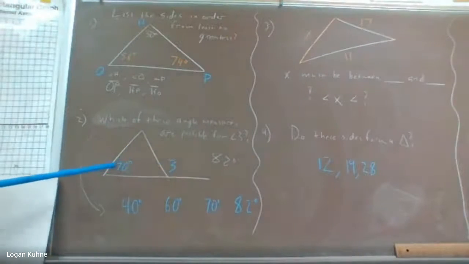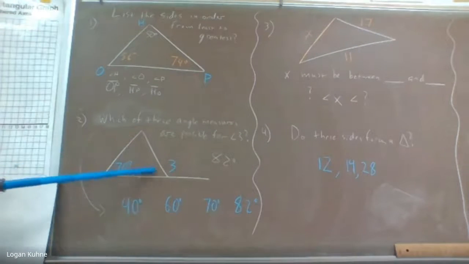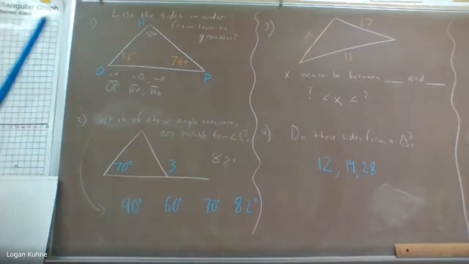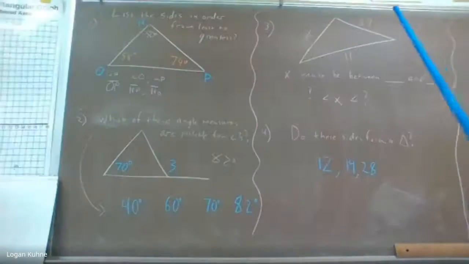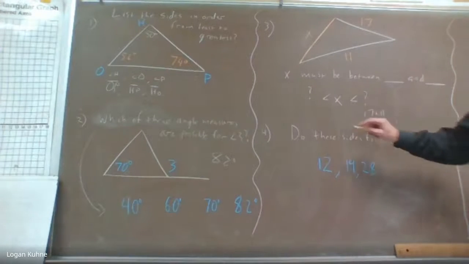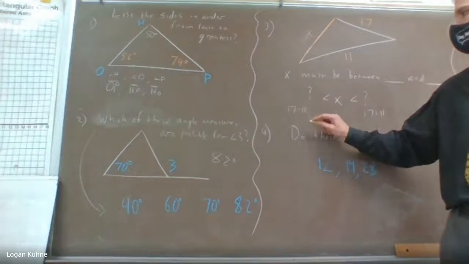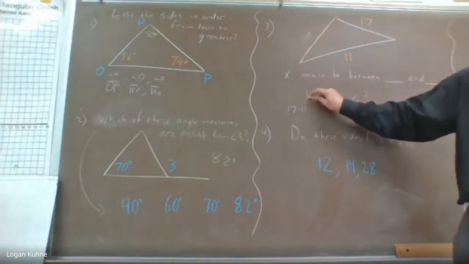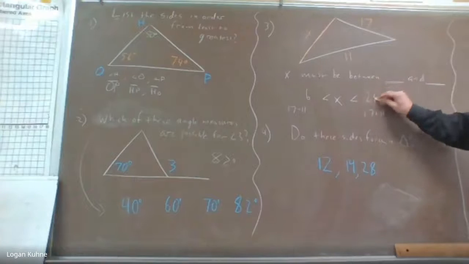This angle is always bigger than this angle. It's also always bigger than this angle. Not necessarily up here. X must be between what and what? What? 6 and 28? How'd you get that? So you got 6 and 28.